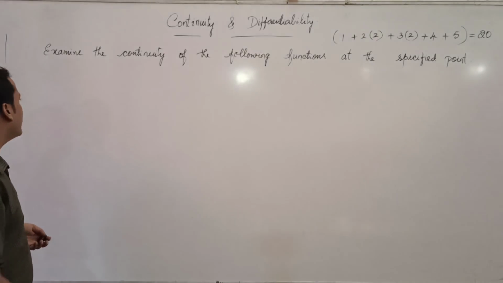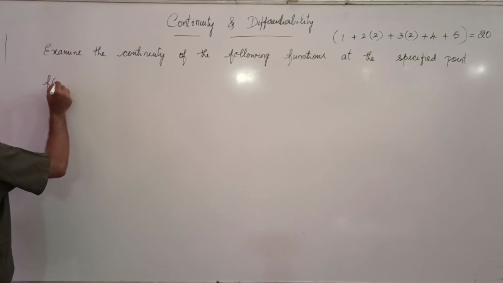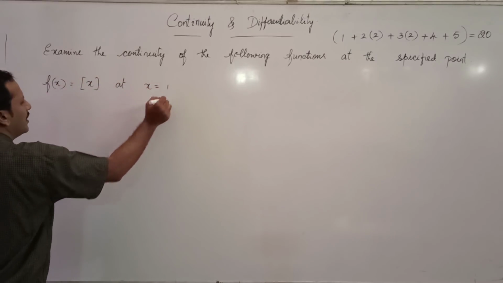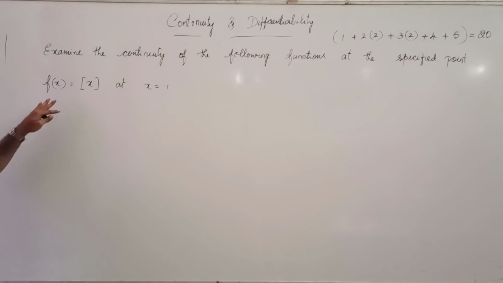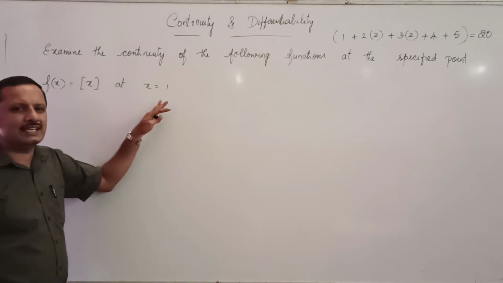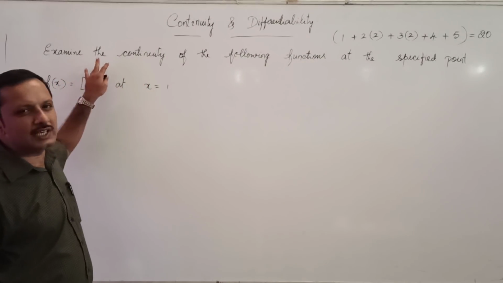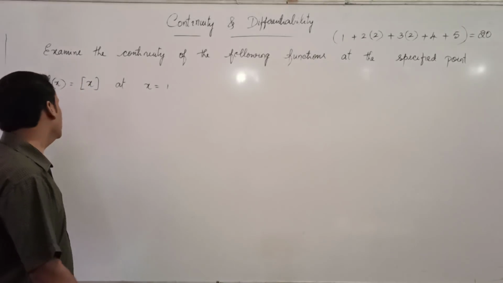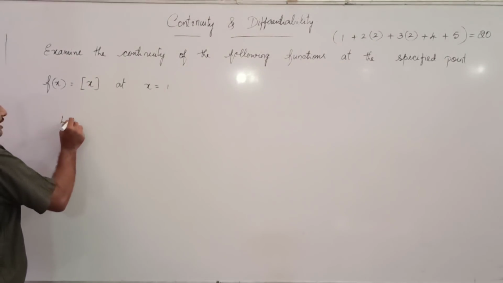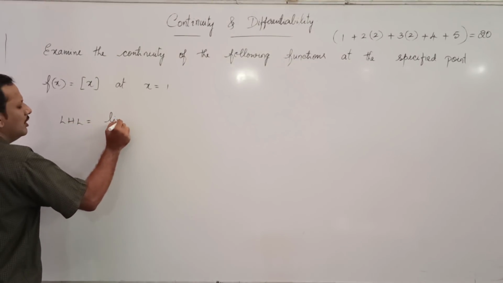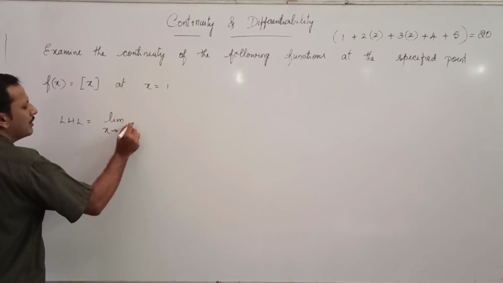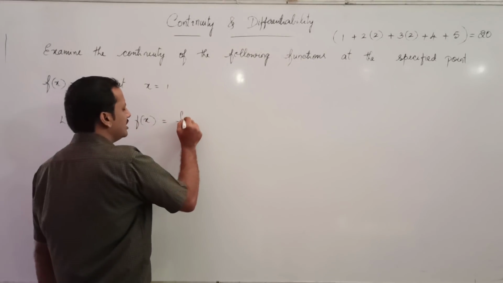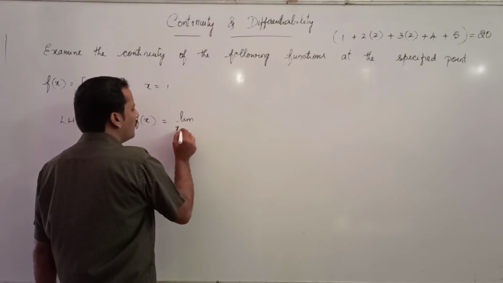The next function I am talking about is, say, f of x equal to step x at x equal to 1. We have seen a similar example of it in the last class. f of x equal to step x at x equal to 1. We are asked to test the continuity of this function at x equal to 1. So now I will find out the left hand limit. Left hand limit is equal to limit x tends to 1 minus f of x, that is equal to, as x tends to 1 from the left side.